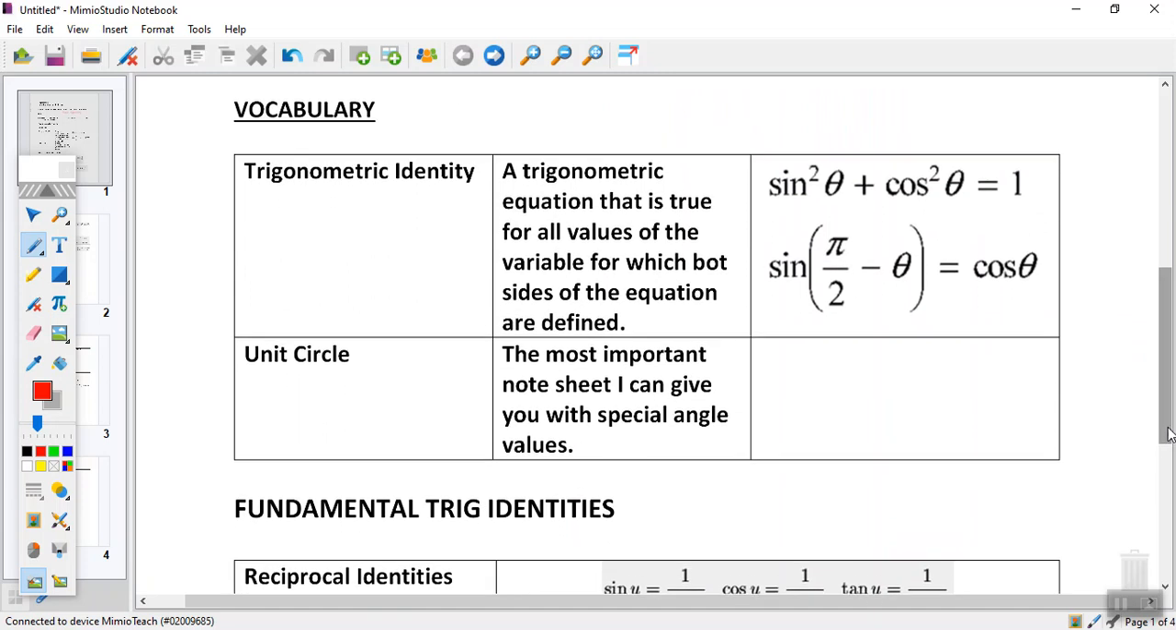Okay. Trigonometric identity. I need to do something real quickly. This is moving kind of slow, so give me 1 second, okay?